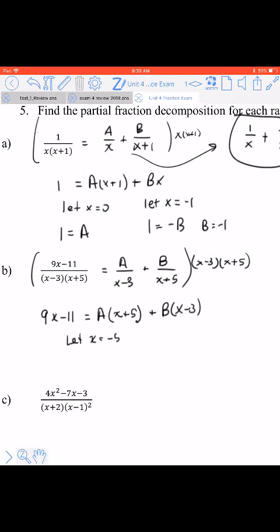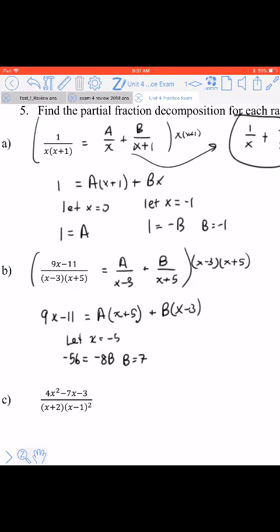When I plug that in here, I get -45. And then -45 minus 11 is -56. When I plug the -5 in there, I get -5 plus 5, which is 0. 0 times a is 0. So that cancels a. When I plug it in there, I get -5 minus 3, which is -8. -8 times b is -8b. Now divide both sides by -8, and I get b equals 7.